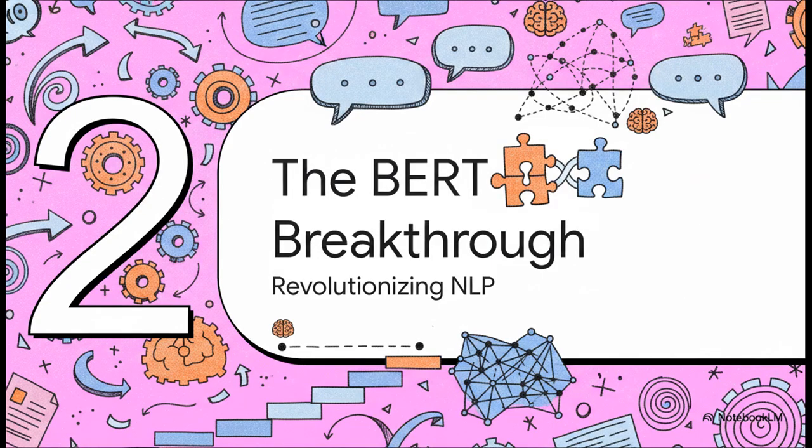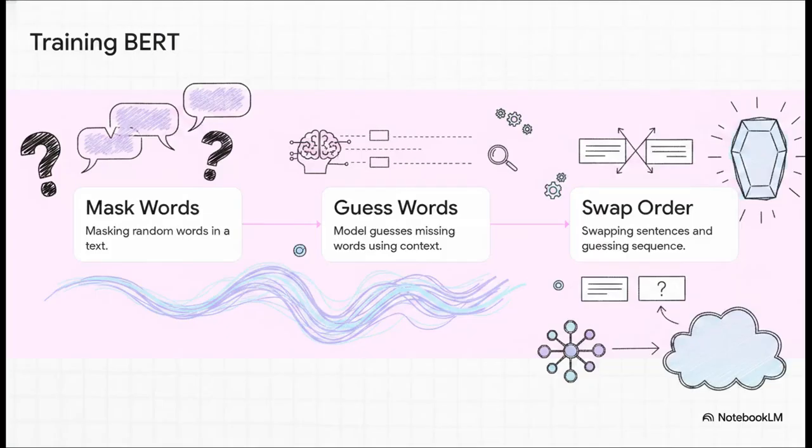Section 2. The BERT breakthrough. How Google revolutionized NLP. To really get modern AI, we have to talk about a massive milestone from Google called BERT. Before BERT came along, early natural language processing models were practically terrible at understanding complex sentences. They read text strictly left to right, which means they'd totally lose the context of how words at the end of a sentence might change the meaning of the words at the beginning.